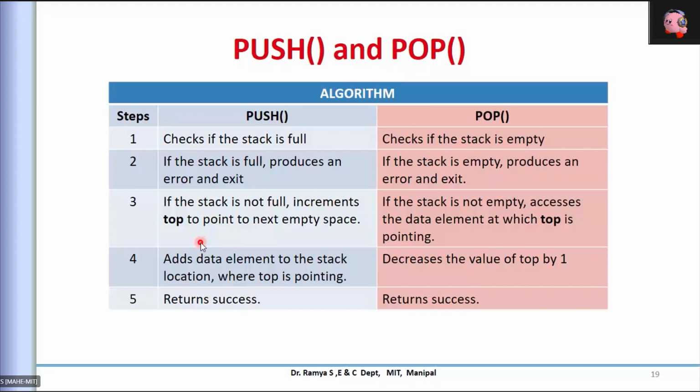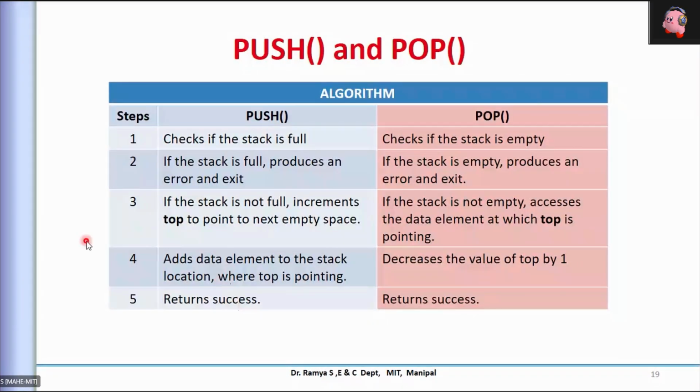Once top is incremented, it adds the data element to the stack location. So top is wherever your data element goes; the pointer is changed, but the data is not yet added, so you add it now. The container now contains the element which you wanted to push. Then if it is done correctly, it returns success.